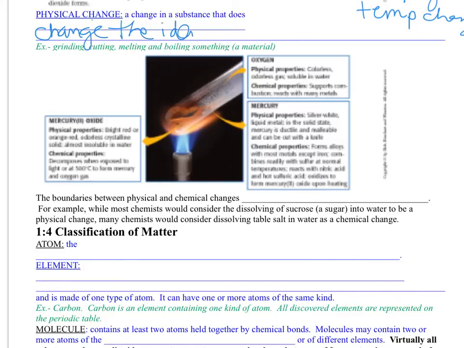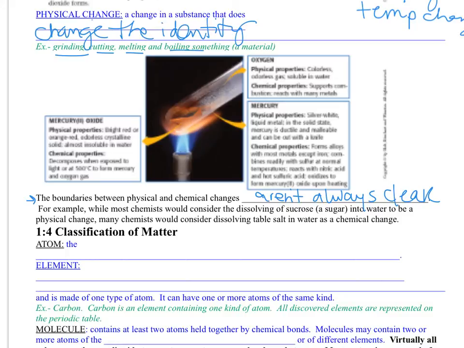Again, we've already touched on this earlier. Some examples are grinding, cutting, melting, boiling. It's still going to be what it is even after it is melted. Just a little note right here. The boundaries between physical and chemical changes aren't always clear. There are disagreements between scientists.